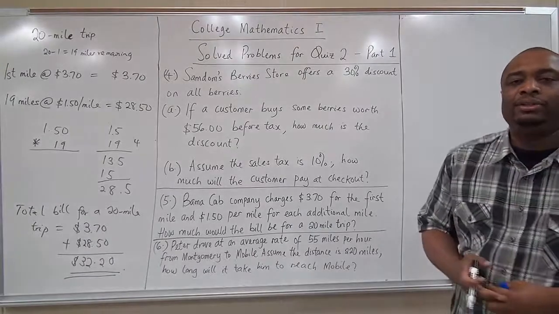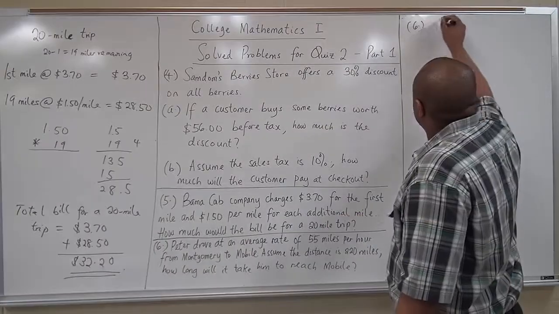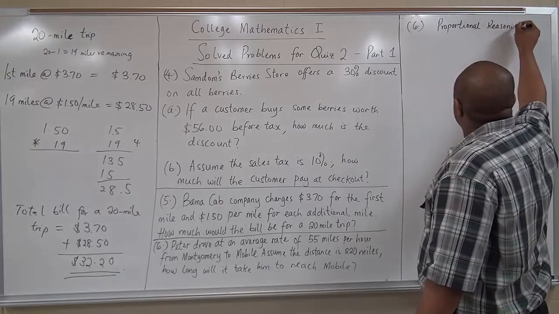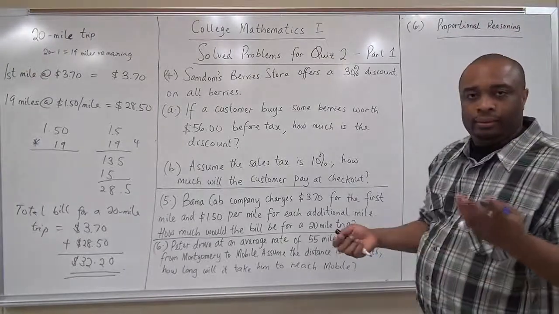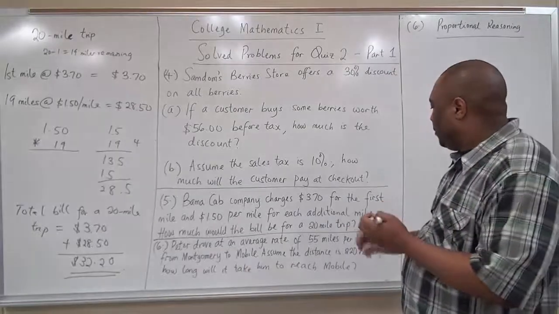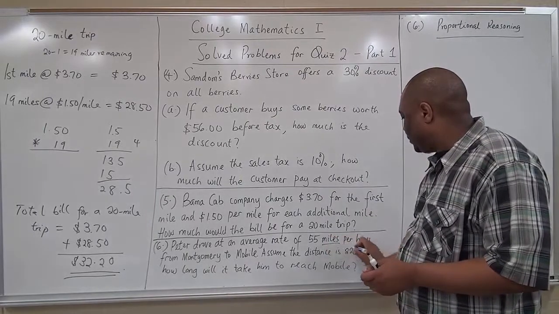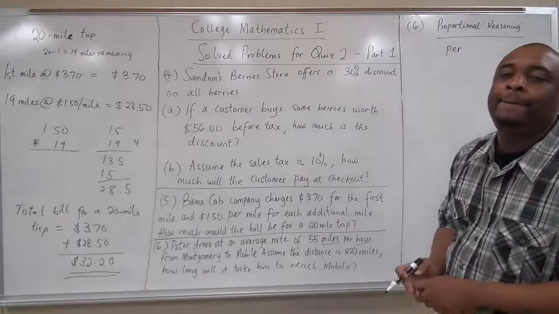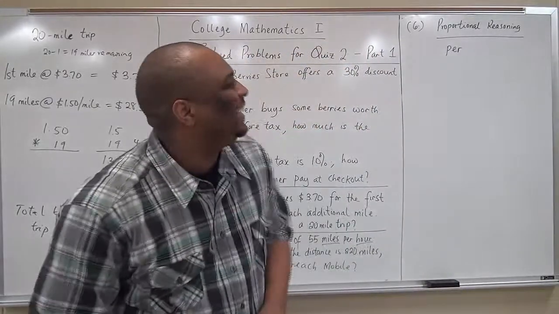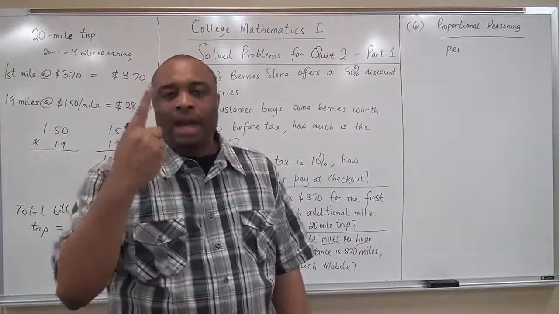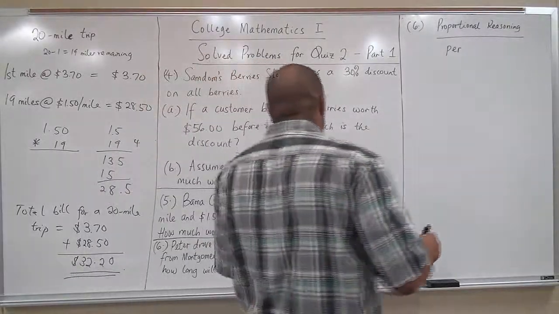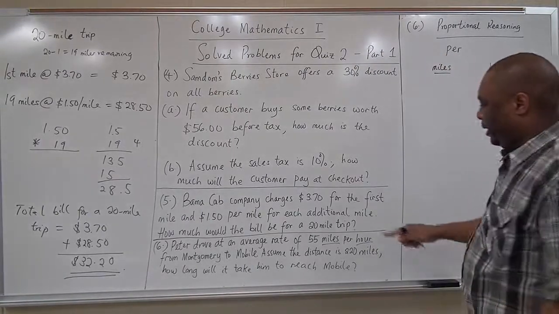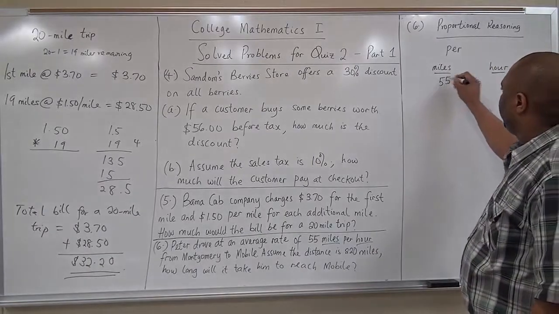I mean, you can do this with proportional reasoning. In this case, you ask yourself, what two things are they talking about? 55 miles per hour. Per hour means 1 hour. So we're talking about miles and hour. 55 will be here and hour 1.